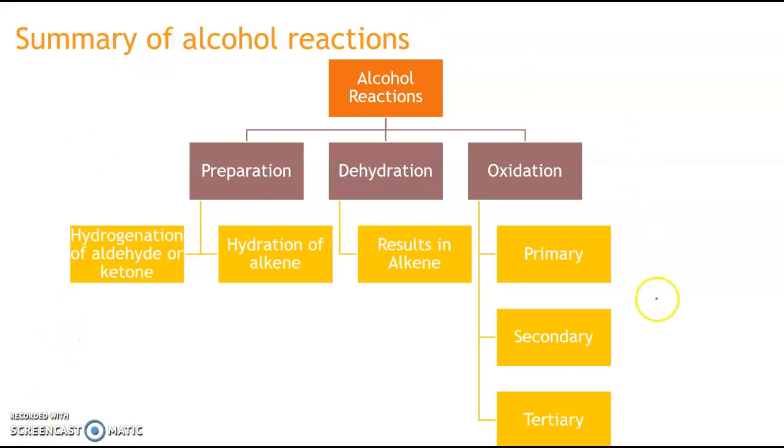So this concept map shows a kind of summary of the different reactions of alcohols that we learn about in this chapter. So we have the preparation of alcohols. So how do we make an alcohol? An alcohol can be frequently made by hydrogenating an aldehyde or a ketone. So we've learned hydrogenations before because we learned about hydrogenating an alkene or an alkyne to saturate it. So it's actually really pretty similar.